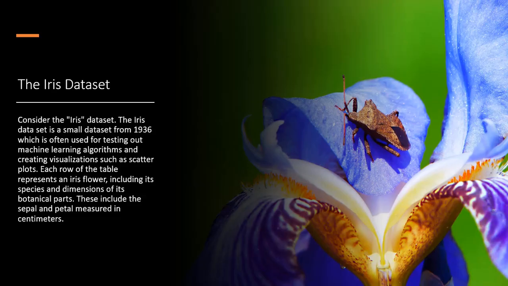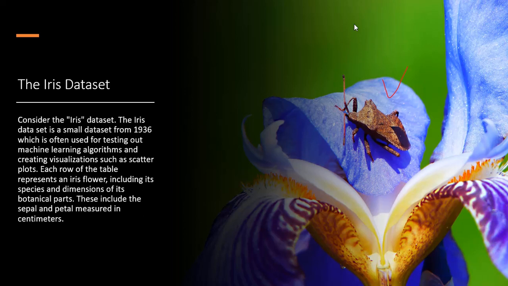For the rest of this presentation, we will make use of this iris dataset. Now, an iris is a beautiful flower. This example here is blue in color. The iris dataset is a small dataset from 1936 which is used frequently for creating machine learning algorithms and visualizations such as scatter plots. Each row of the table represents an iris flower, including the species and the dimensions of its botanical parts.